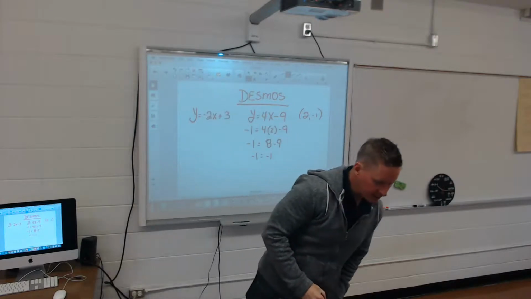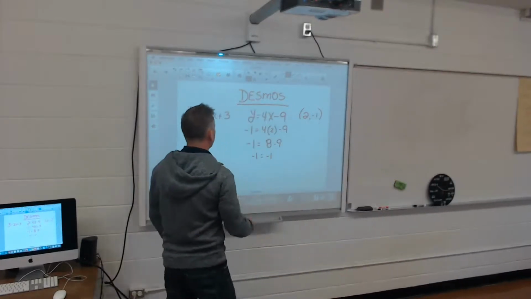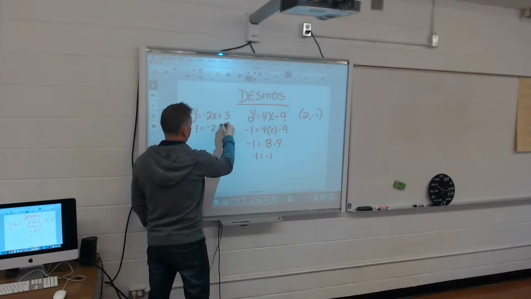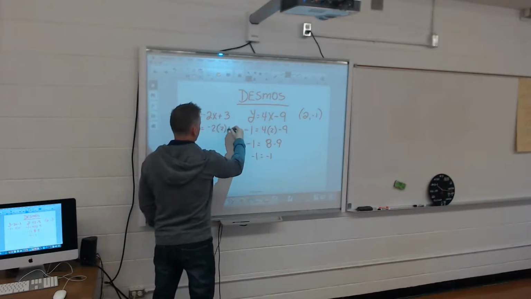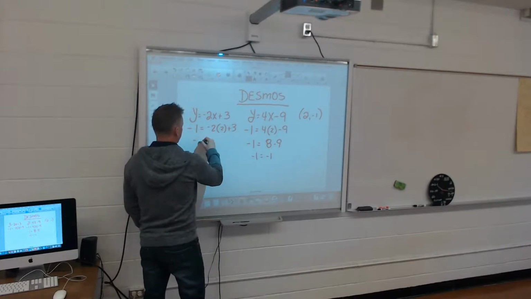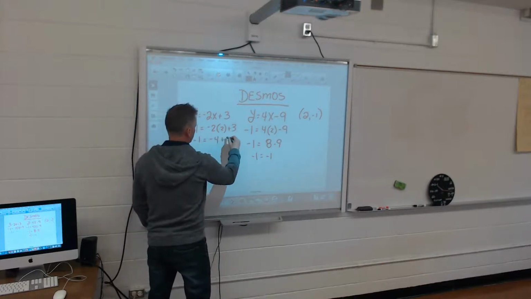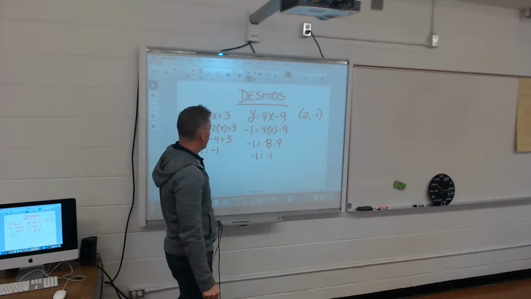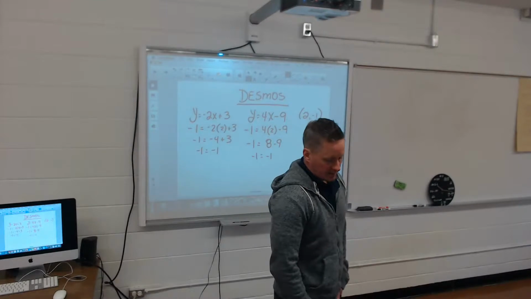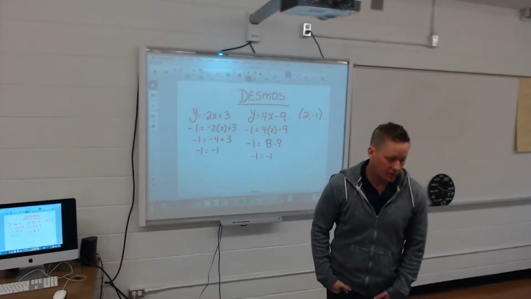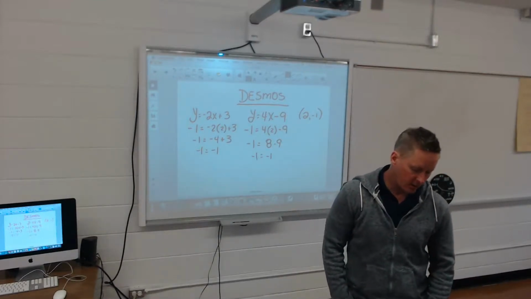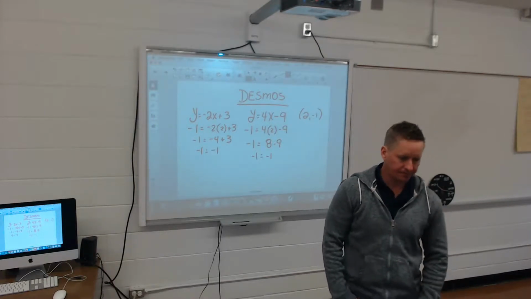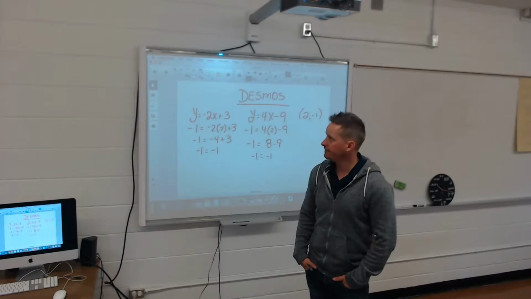Is that the right equation? Yeah. All right. Substitute in 2 and -1. So -1 equals -2 times 2, add 3. And I get -1 equals -1. So in 2a, I know that 2 and -1 is a part of those equations because it works for both of them. All right.